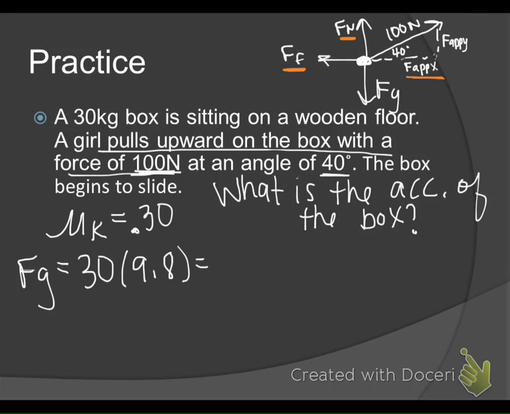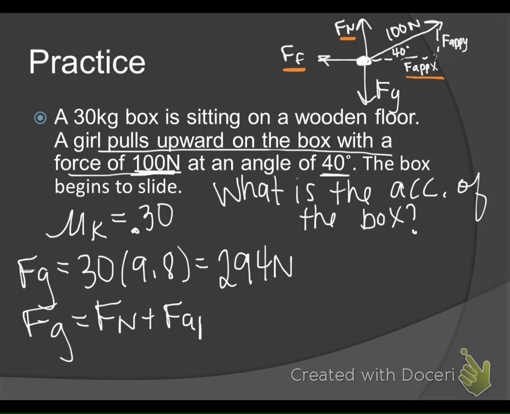Okay, so 30 times 9.8. What'd you say, Sam? 294. 294 newtons. Okay. So now we need to solve for the normal force. Is our normal force going to be equal to gravitational this time? No. We got to take into account that applied Y. So force applied Y. All right, so this time F sub G is going to equal the normal force plus force applied Y. Okay, does that make sense to everybody?